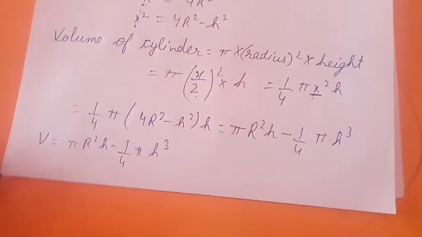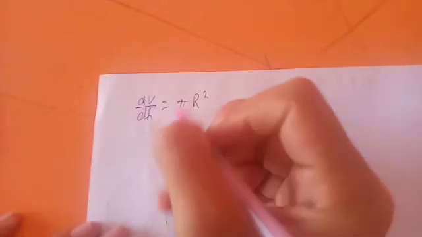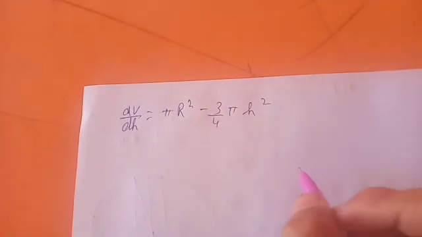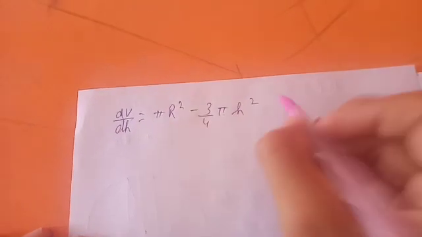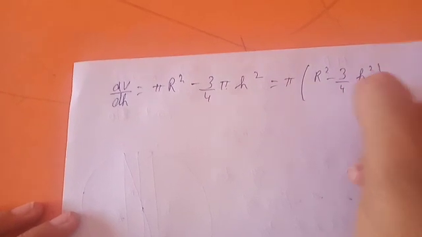Okay, now what we have to do? We have to do its first differentiation with respect to h. Why with h? Because h is our variable here. So we will do dV by dh, that will be pi r square minus 3 by 4 pi h square. Okay, now in this we can take pi common, that will be pi into r square minus 3 by 4 h square.